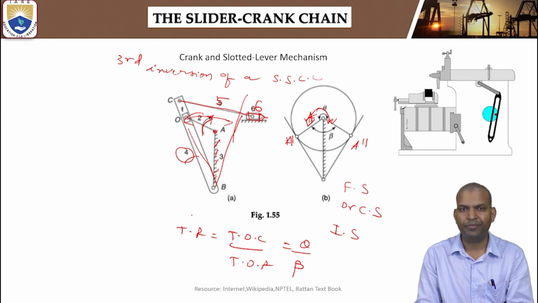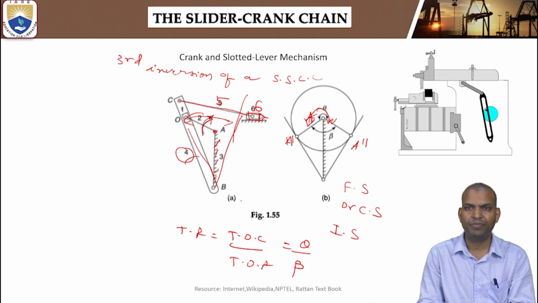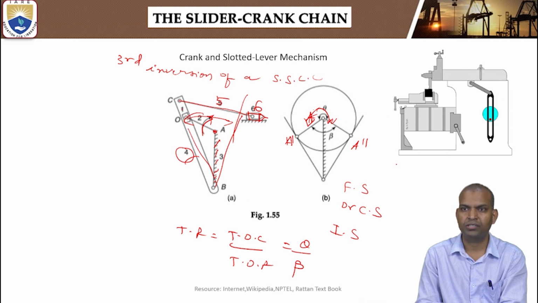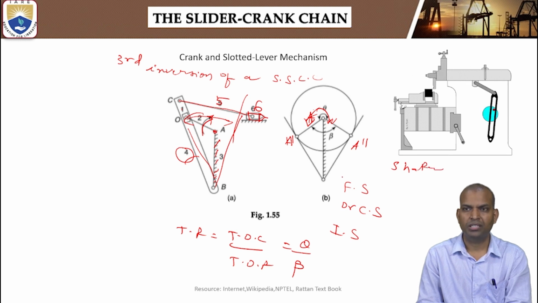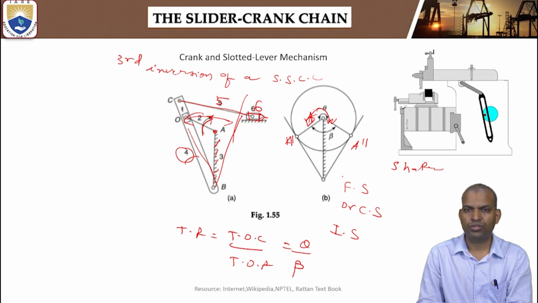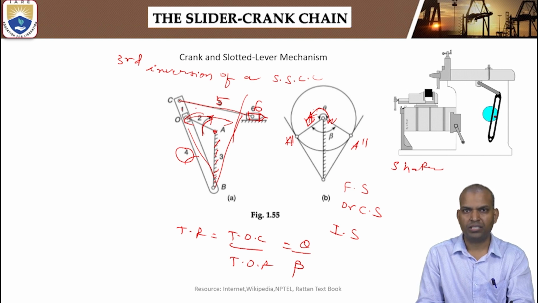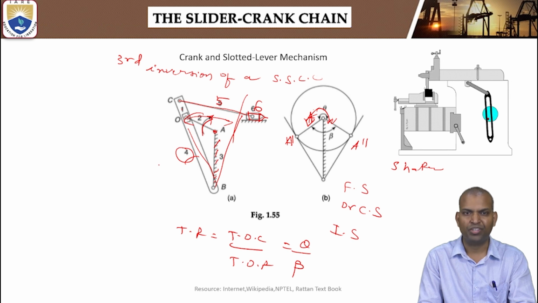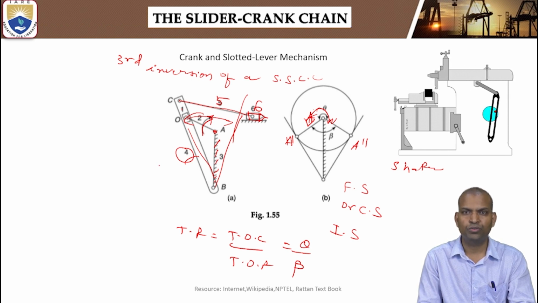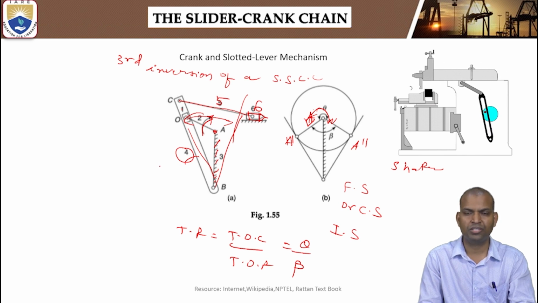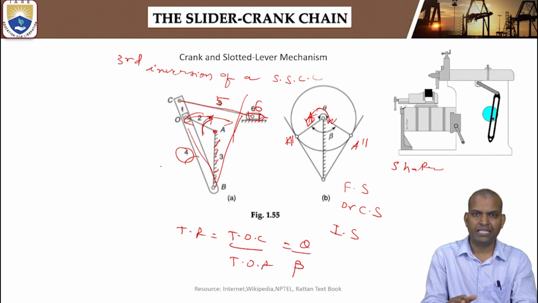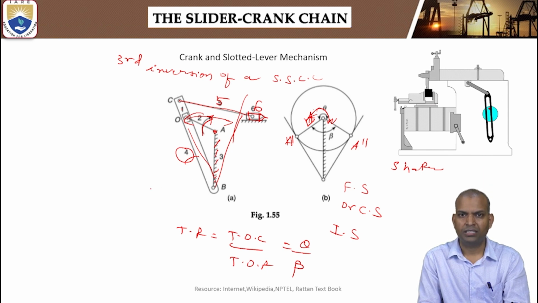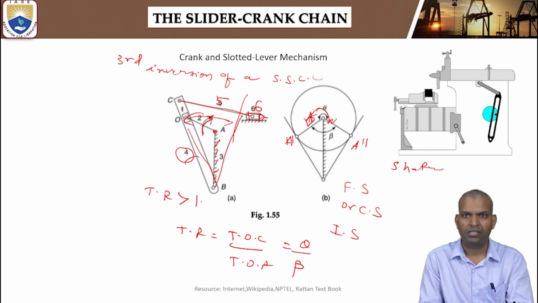The application of this slotted lever mechanism is in shaping machines, the shaper. In shapers, this mechanism is used. So the application of the third inversion, the crank and slotted lever mechanism, is the shaping machine. Thus, we use quick return motion mechanisms in various machines. This is also quick return motion. The time of cutting is more than the time of return. That's why the time ratio is greater than 1, the time of cutting by time of return.